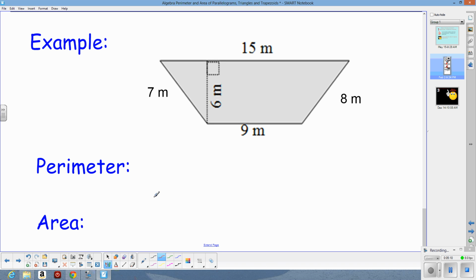So if we start by finding the perimeter of this trapezoid, the perimeter is going to be just walking around the figure. So start in one spot and walk all the way around. It's 15 plus 8 plus 9 plus 7. So now if we add those all together, 15 plus 8 plus 9 plus 7, you end up with 39 meters.